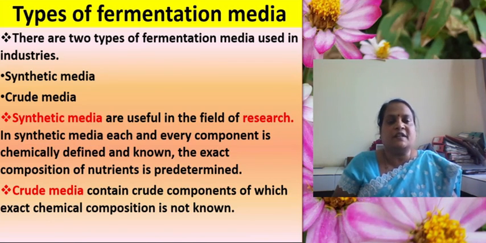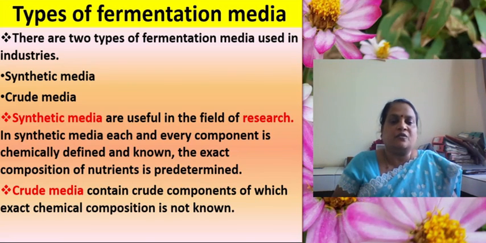To construct a synthetic medium, you have to use standard chemicals. Suppose you want to add a carbon source, then you should use standard purified sugars. If you want to add a nitrogen source, then you have to use standard inorganic salts, of which the purity is known. The exact quantity of each component in the medium is also known, and such media are called synthetic media. The second type of fermentation media are crude media.